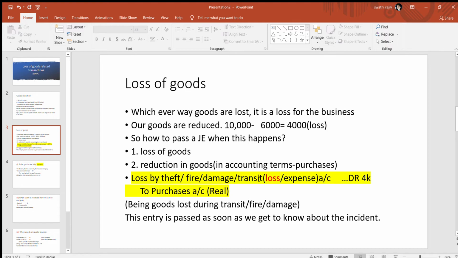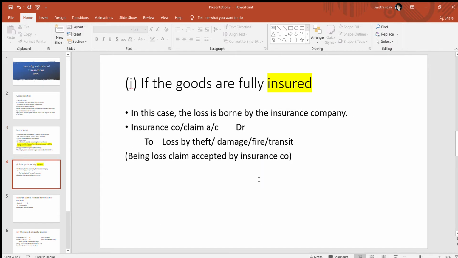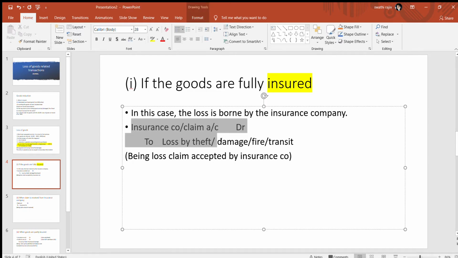It stops to be an expense for the firm. Why? Because the firm does not have to put in any amount, any money. Who will pay? The insurance company will pay. It is the insurance company who is going to pay for the entire amount, guys. The entire 4K ceases to be your loss, and it will be whose loss? The insurance company is the one who will be paying for it.